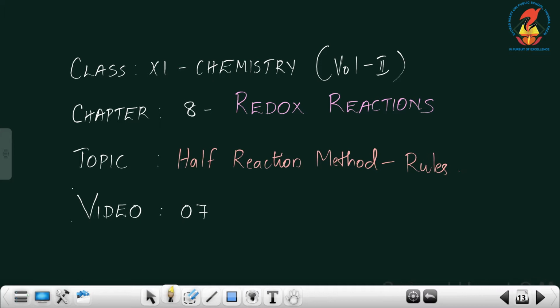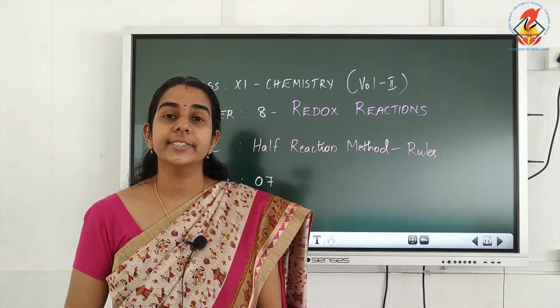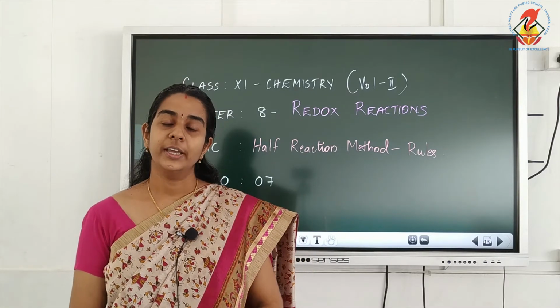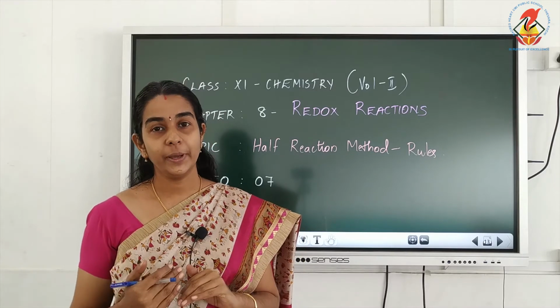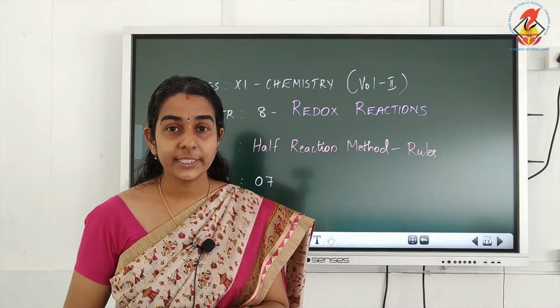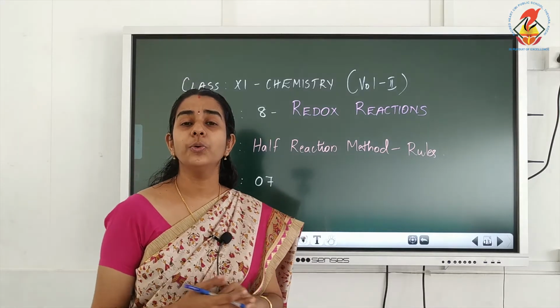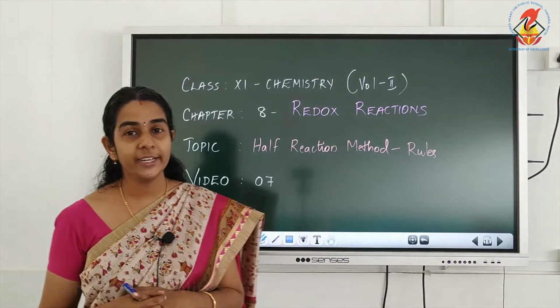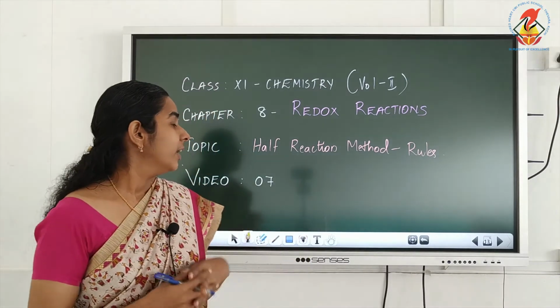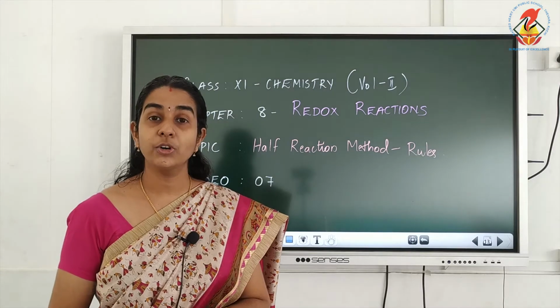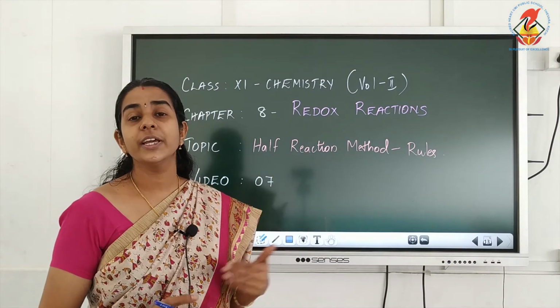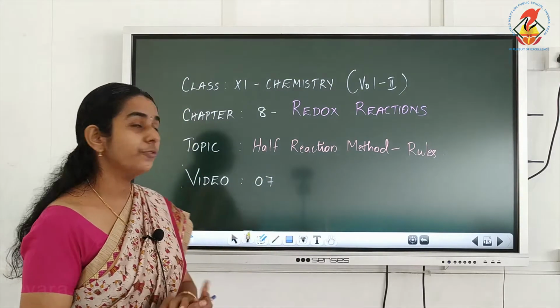Next we are going to study how to balance a redox reaction. If an unbalanced redox reaction is given, how do we balance it? There are two different methods to balance a redox reaction. First one is the half reaction method. There is one more method called the oxidation number method. Here we are studying only the half reaction method.